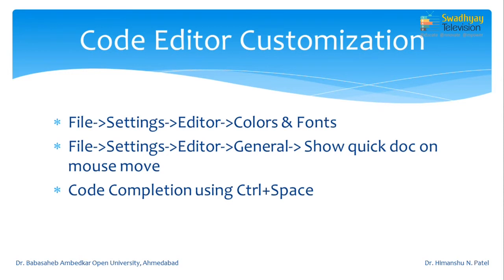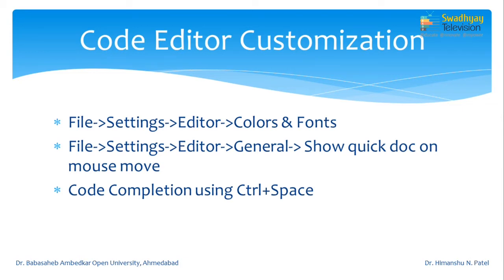Next is a setting which is useful for showing quick help for your code. For that you have to go to the file menu, then settings option, then editor, then you have to select the general option, and inside that you have to check the option called show quick doc on mouse move. You can also specify the delay by which help will be shown whenever the mouse is moved over the code. This option is helpful for showing help whenever you move your mouse over some code in your code editor.